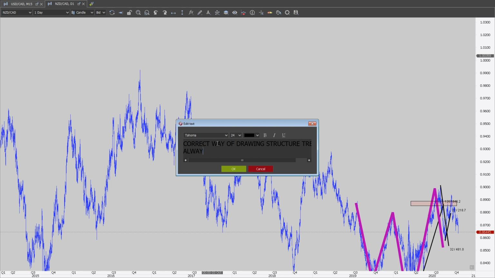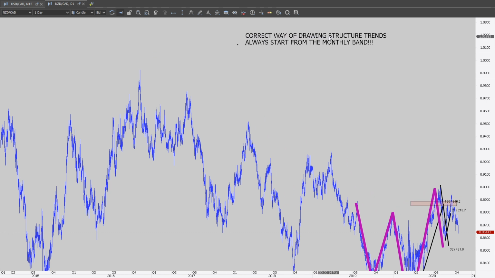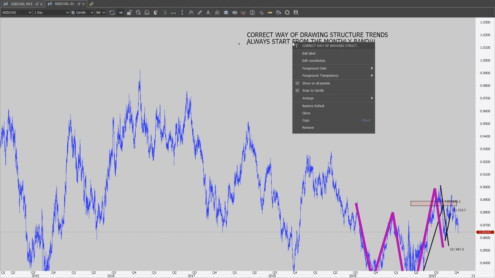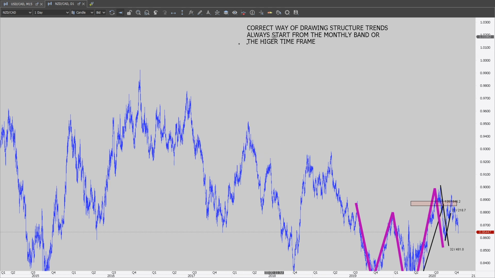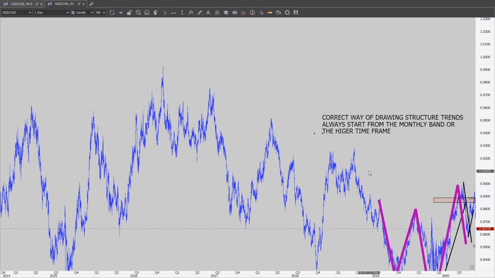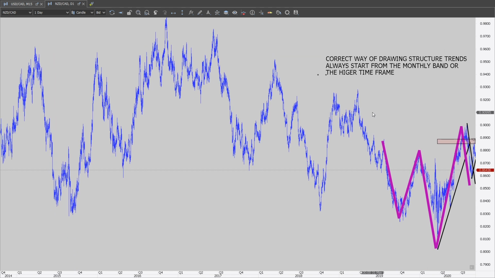Always start from the monthly band. Okay, correct way of drawing structure trends. Always start from the monthly band. Or how can I start? From the 15-minute chart or the higher time frame. So if you cannot spatially see and understand what is happening on the 15-minute chart, go on the 4-hour chart.